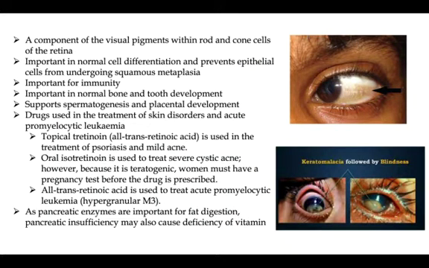Now, what are the functions of vitamin A? As we discuss the functions, we are also going to talk about what happens if vitamin A is deficient. I believe you all know that vitamin A is an important component of the visual pigments within rod and cone cells of the retina. If a person suffers from deficiency of vitamin A, he or she suffers from a condition known as xerophthalmia, and this condition is very common in children.